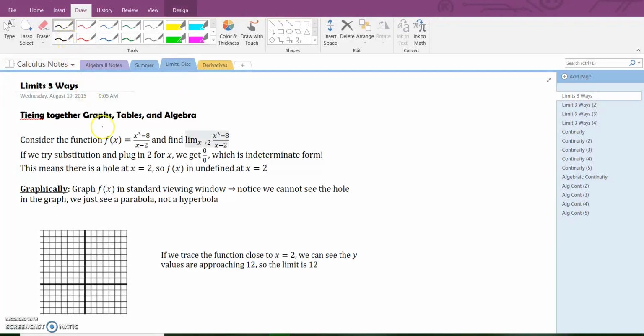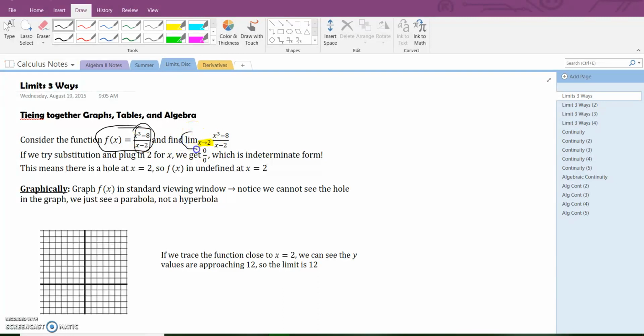Okay, so we're going to be dealing with this function x cubed minus 8 over x minus 2. And we're going to want to find the limit as x approaches 2. Now, just looking at this function, this definitely looks like it's going to be a rational function with a variable in the numerator and the denominator. Rational functions usually have asymptotes. You did those the last 2 years in math class. But let's see what happens when we graph it.